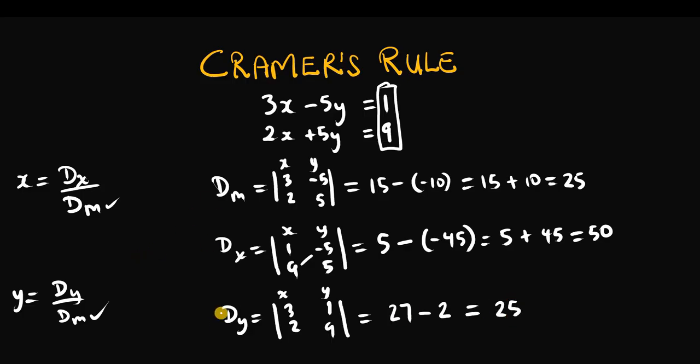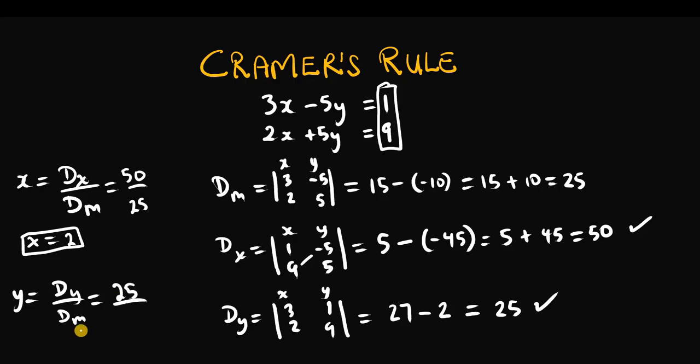So now we have our 3 important determinants. Let's solve. The determinant of the X matrix is 50. The main determinant is 25, which means that X is equal to 50 divided by 25, which is 2. dy, that is our determinant of the Y matrix, is 25. We divide by the determinant of M, which is 25. And our solution for Y, therefore, is 1. And so we have our two values, X equals 2, Y equals 1.